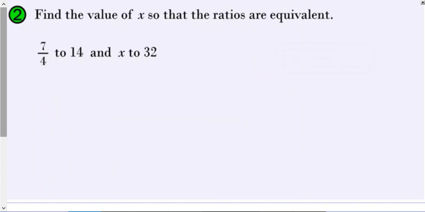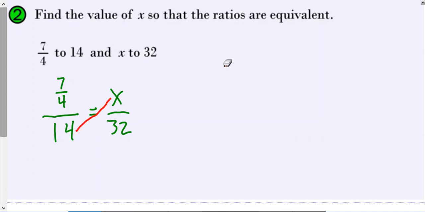The second one says find the value of x so that the ratios are equivalent. So we have 7/4 to 14 and x to 32. Again, we're just going to work left to right. So in our numerator, we're going to have 7/4 to 14. Here you'll notice that we have created a complex fraction. Don't be put off by that. We're going to use the same process that we've been using. And then we'll have x over 32. Now we can cross multiply. So we get 14 times x, and that'll be 14x equals 32 times 7/4.